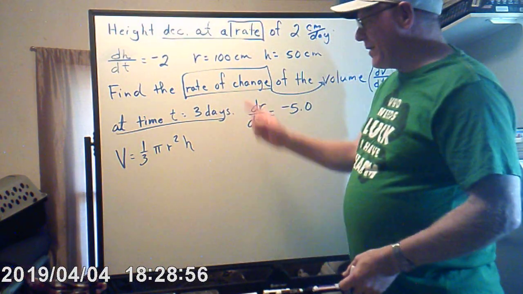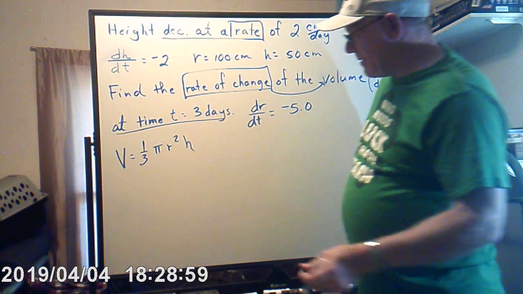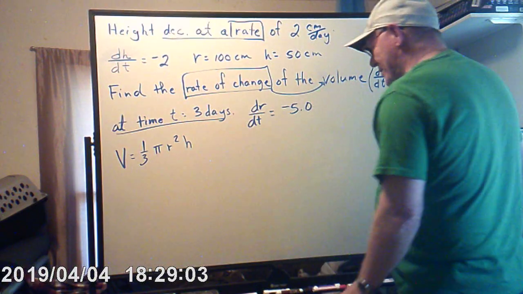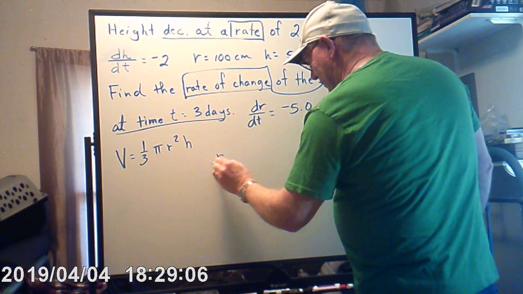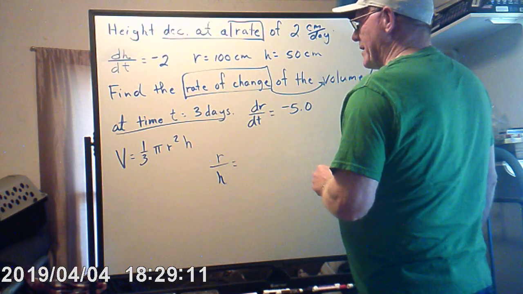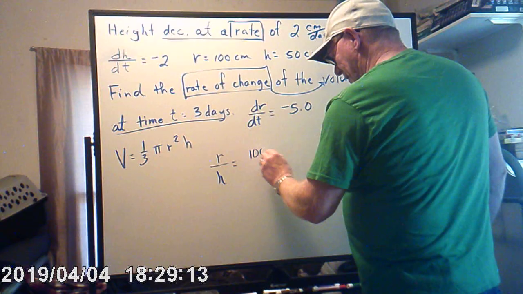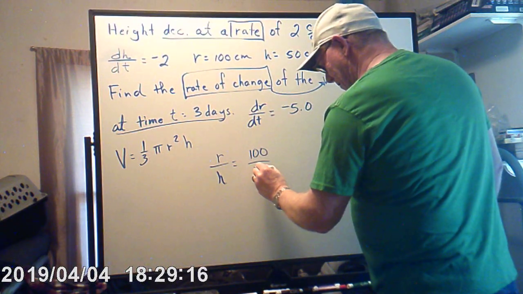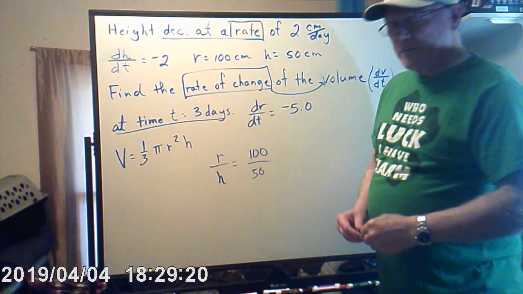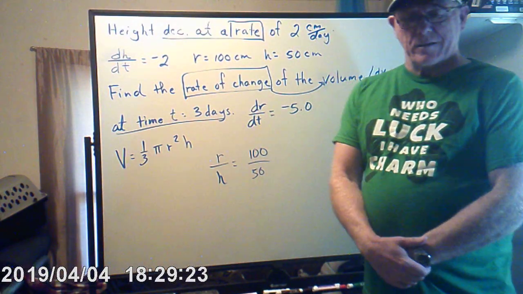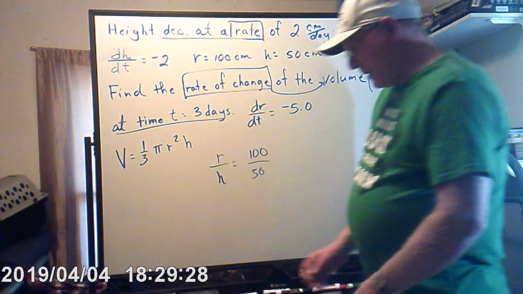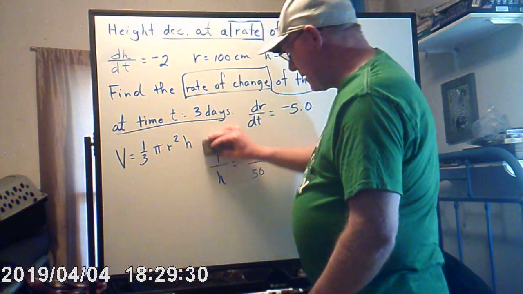Okay, make sure you get that. Now let's look. Usually what I like to do is say, well, R over H is equal to, let's see, R is 100 and H is 50. This is a ratio. Sometimes you can do that. But the problem is we can't do that. Why not? Well, here's the thing.